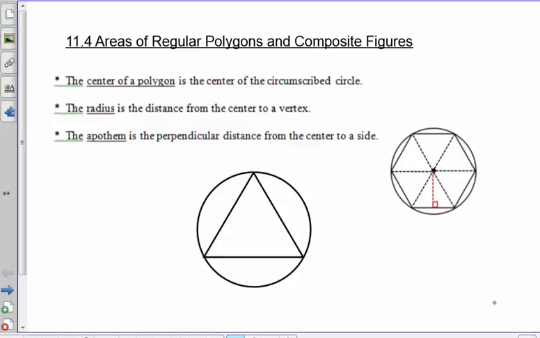All right, today's lesson is on section 11.4, area of regular polygons and composite figures. We're going to start with the area of regular polygons. The first thing that you need to know is that the center of a polygon is actually the center of the circumscribed circle. So here is my polygon right here. I have a hexagon. The center of the hexagon is actually the center of the circle that has been circumscribed. So here's my center.